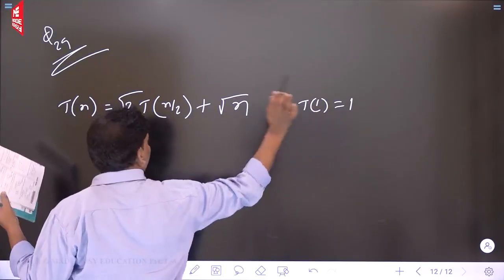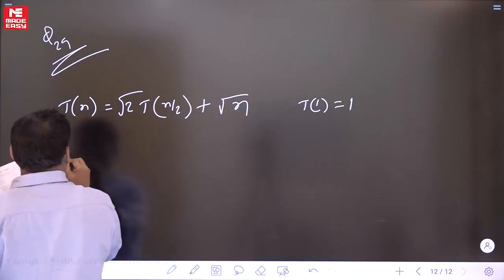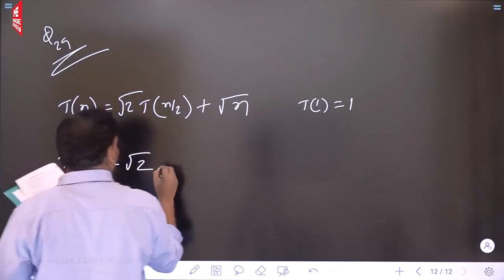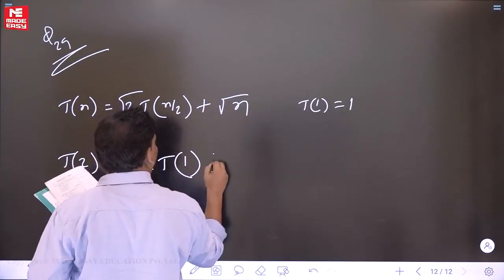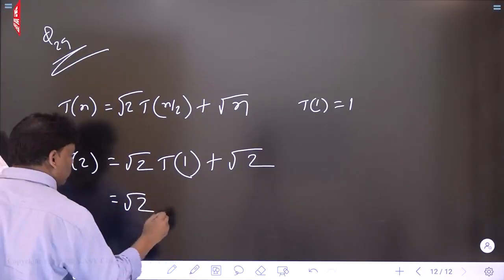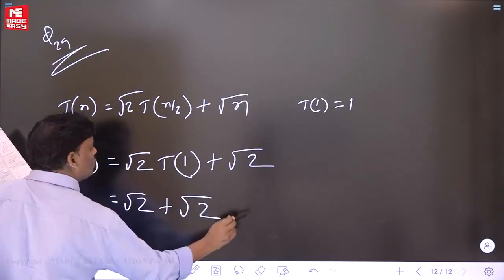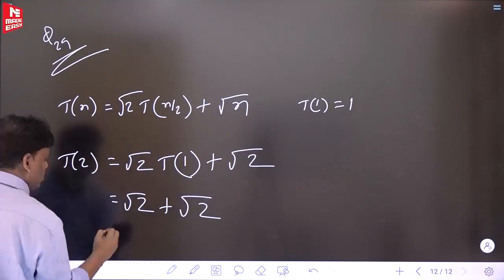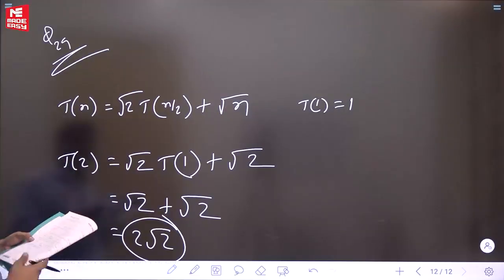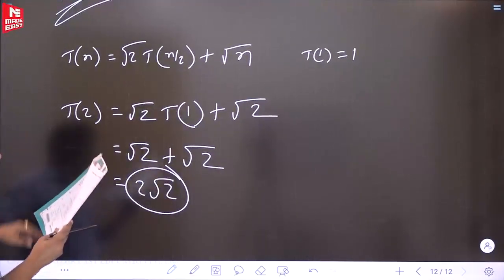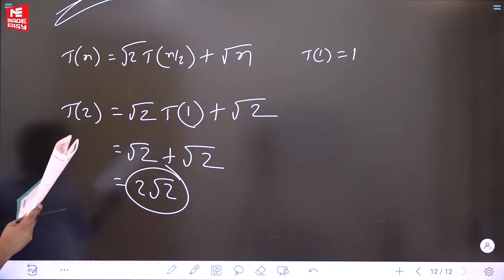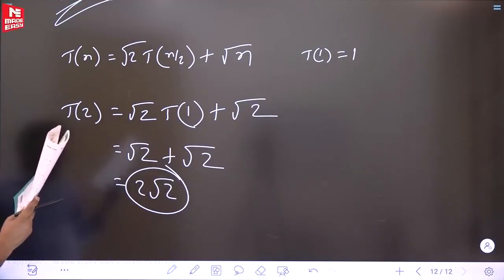Can you help me now? T(1), what is the answer? 1. What is T(2)? Let me check T(2). T(2) is equal to root 2 times T(1) plus root 2, which will go to root 2 plus root 2, because T(1) is 1 only, which will go to 2 root 2. Answer is going to be 2 root 2. Can you help me with one small line now? N value 2 should give 2 root 2. Please verify.